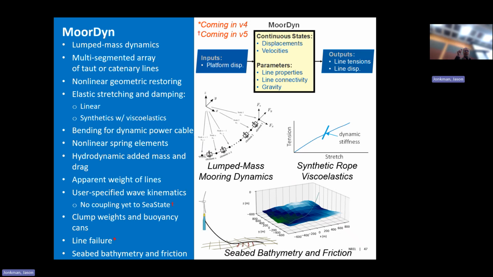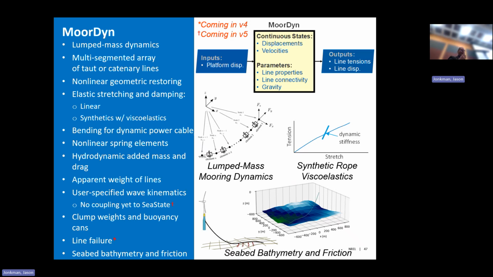You can also put nonlinear spring elements in there. For example, have some sort of discrete spring between your mooring line and your fairlead. Usually there to sort of truncate tension. Let's see. Yeah, added mass and drag are in there. The apparent weight of the lines are there.